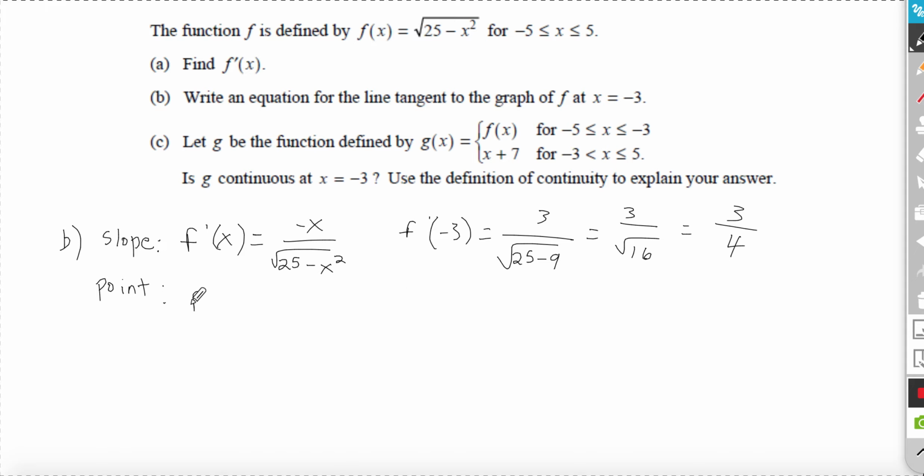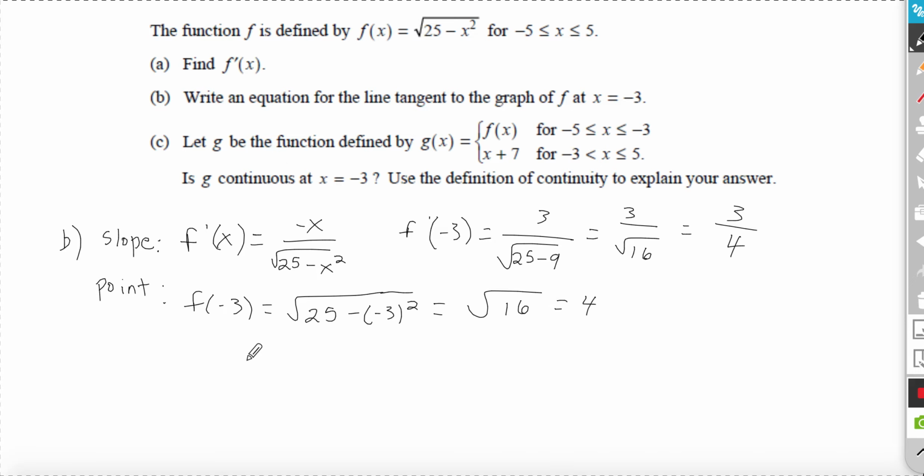Now what about our point? That means we need f of negative 3. f of negative 3, that's going to be the square root of 25 minus negative 3 squared. Square root of 25 minus quantity negative 3 squared. So that's going to be the square root of 25 minus 9. So that's going to be the square root of 16, which is going to give us 4.